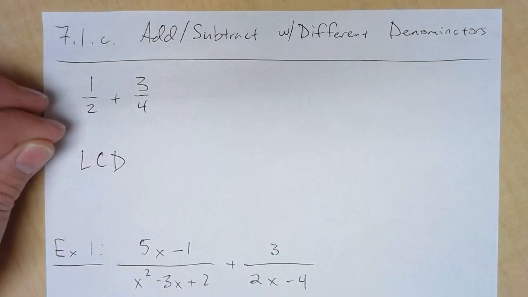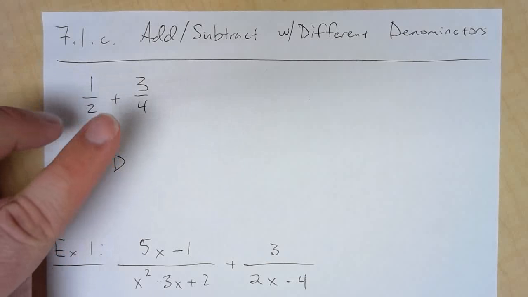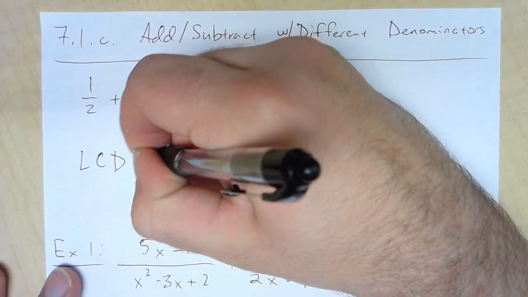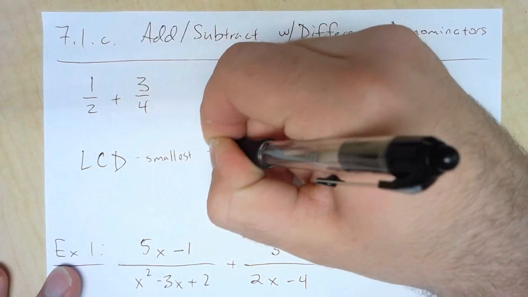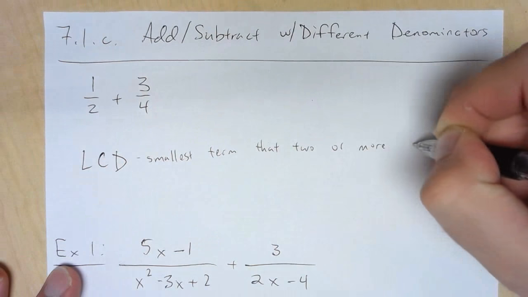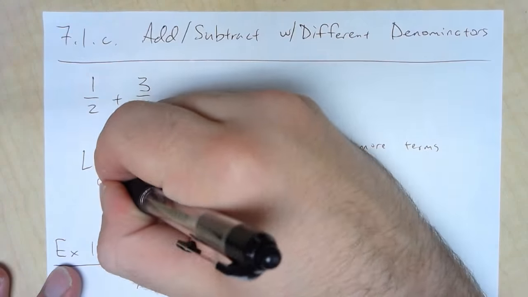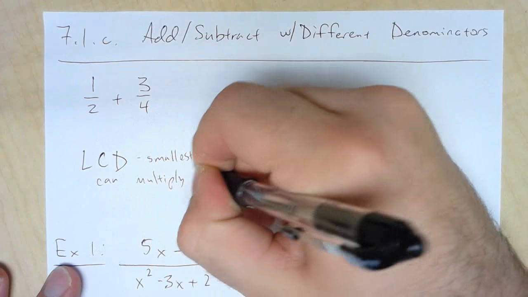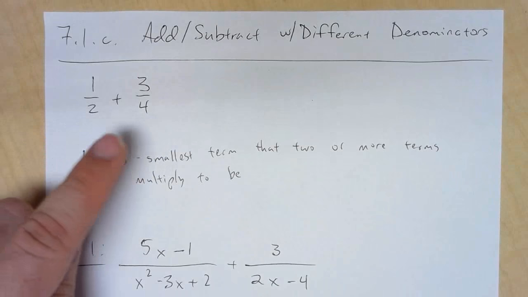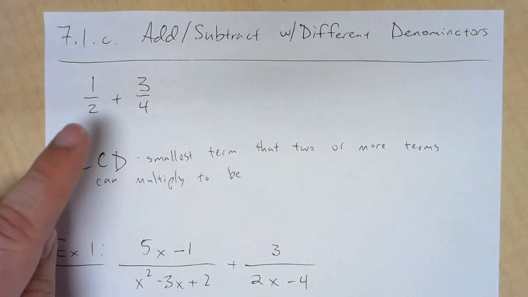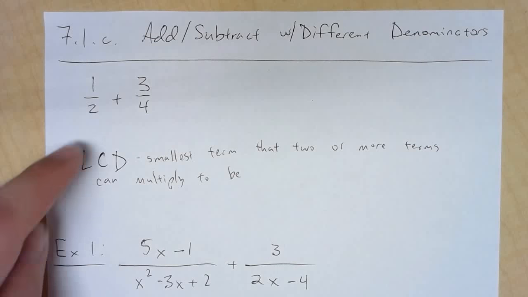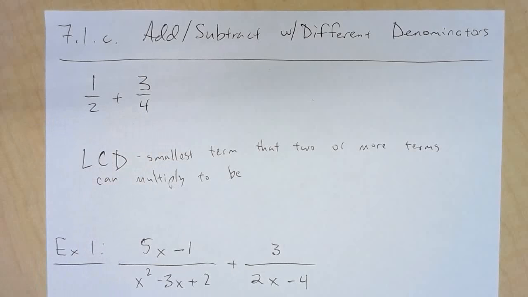We can't add 1/2 plus 3/4 because they're not the same denominator. So we need to get them to be the same denominator. So we know the least common denominator is the smallest term that two or more terms can multiply to be. So for example, the least common denominator of 2 and 4 is just a number that these two terms, 2 and 4, can multiply to be. So what's the smallest thing that 2 and 4 can multiply to be?